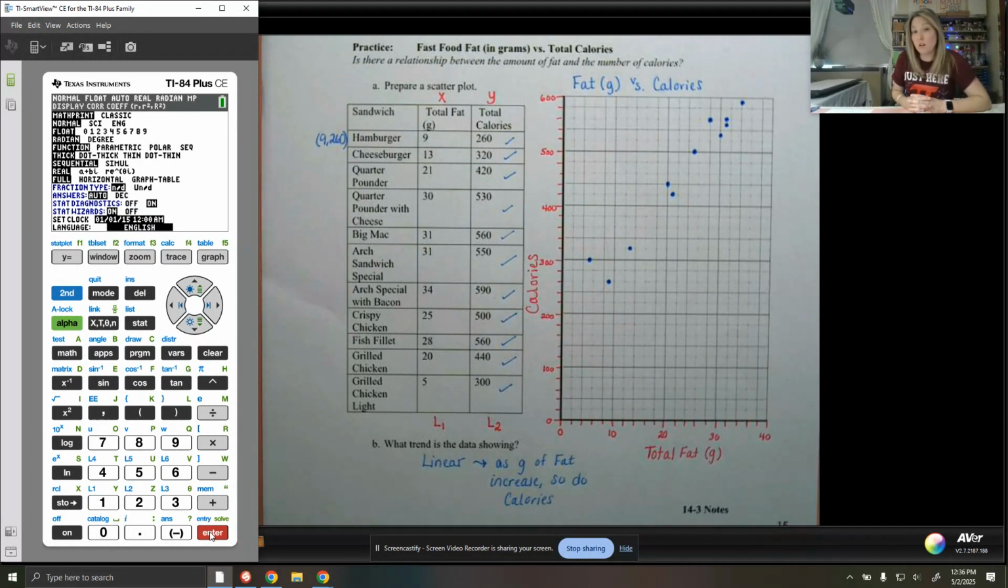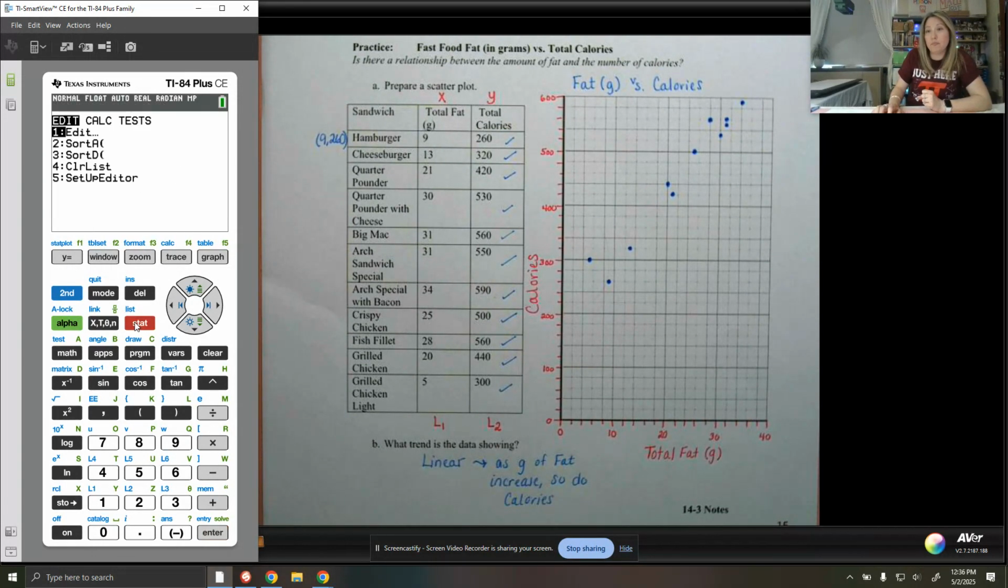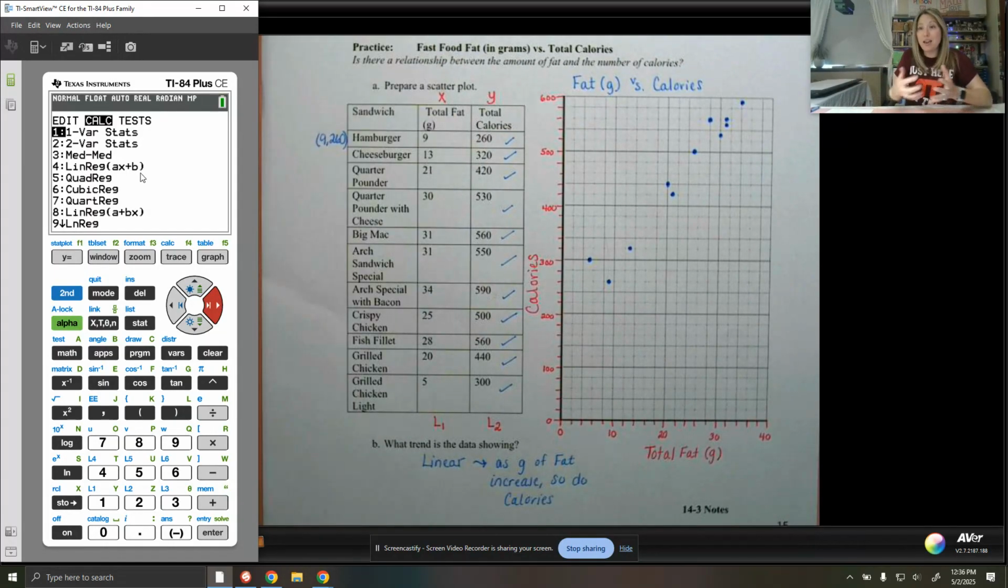Okay. Now I want you to press stat, arrow right to calc, and number 4 is the linear regression we like to use because ax plus b, y equals mx plus b. Ax plus b is the form we like to see of our linear regressions. There is another one, I don't use it. Okay, so number 4 is what we are going to use.